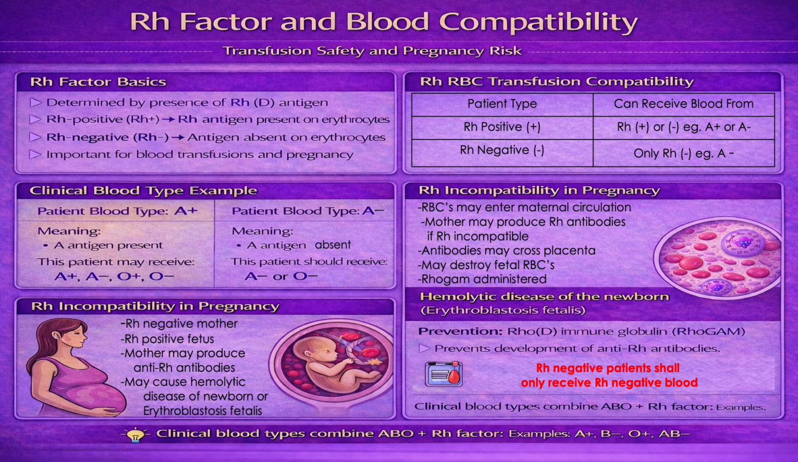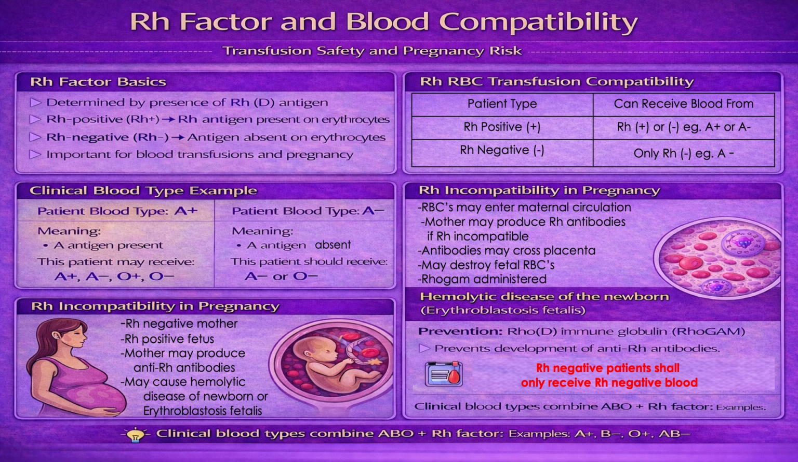So during blood transfusions, compatibility must be verified to prevent immune reactions. Rh positive patients can receive red blood cells from either Rh positive or Rh negative donors because their immune system already recognizes the Rh antigen. However, Rh negative patients should receive only Rh negative blood whenever possible.